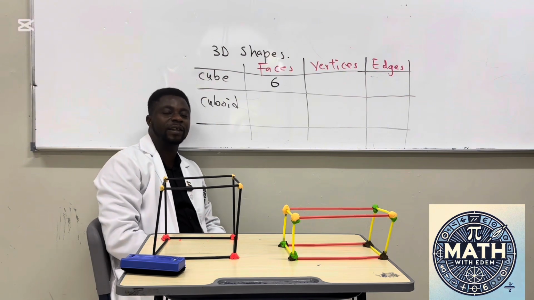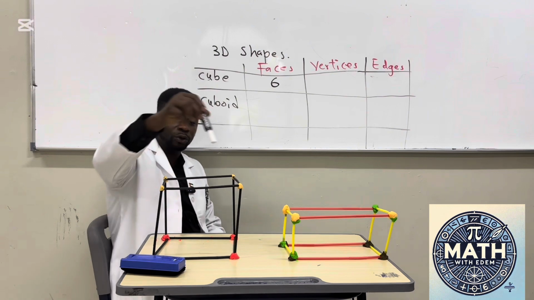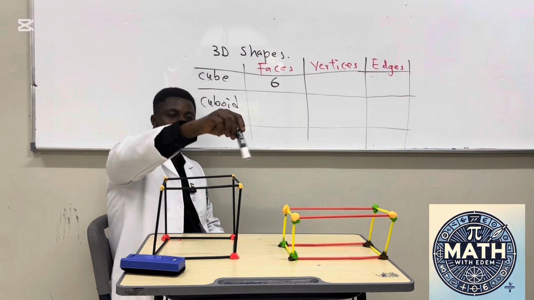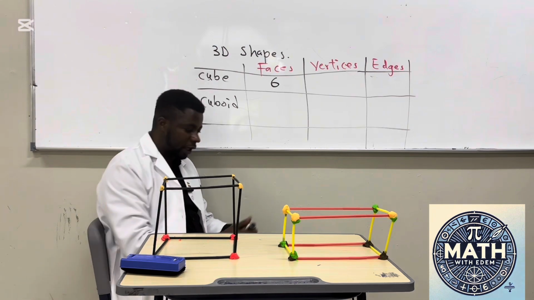Now let's look at the vertices. The vertices are the same as the corners. So let's count the corners. We have 1, 2, 3, 4. We have 4 up and then 4 down. 1, 2, 3, 4. Making what? 8.